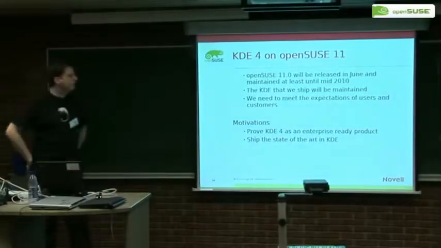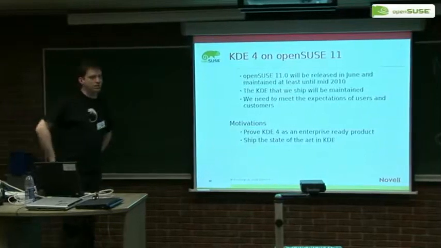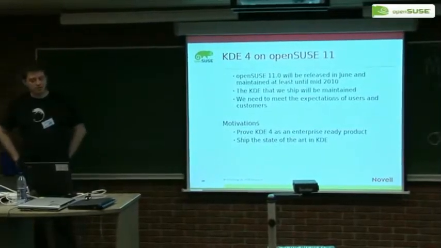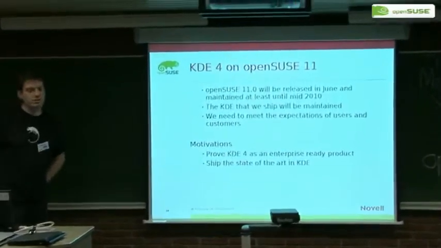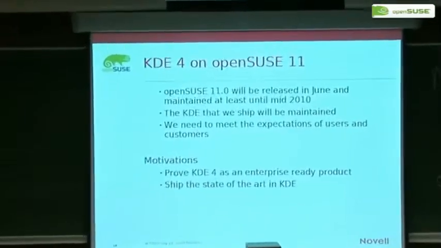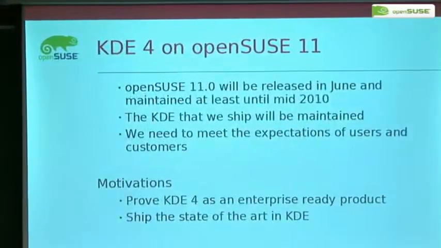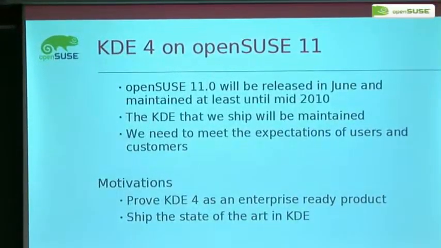This is our current schedule. OpenSUSE 11.0 will be released this year in June, and we will maintain it at least for 2 years, which also means that the KDE version we are going to ship is the one that we will maintain for that time. So there's no thing as we only maintain it for half a year or things like that. We will maintain it for a full period of time.